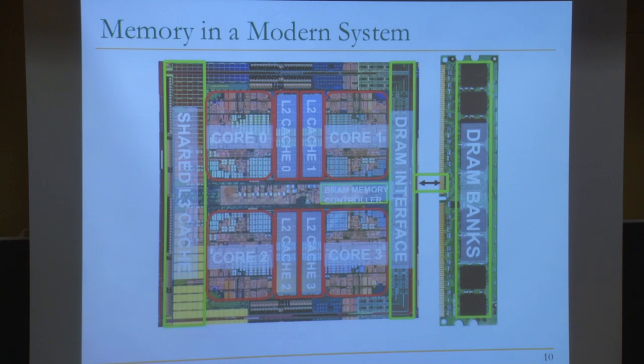One thing I do not show here is the interconnect. And some of these parts actually interconnect. Obviously, these things need to be connected, right? L0, L1 caches need to be connected to the L2 caches. Those need to be connected to the shared L3 cache. That needs to be connected to the memory controller. So there's a lot of interconnect going on here.